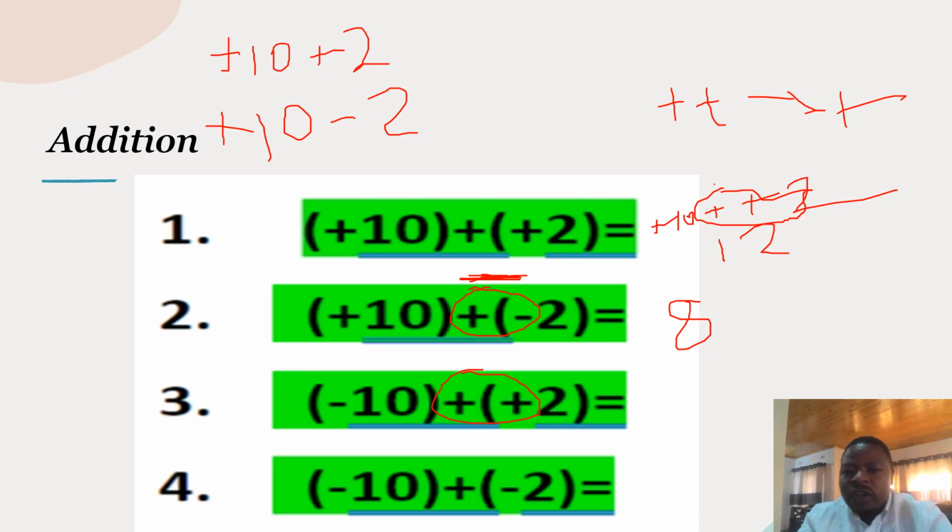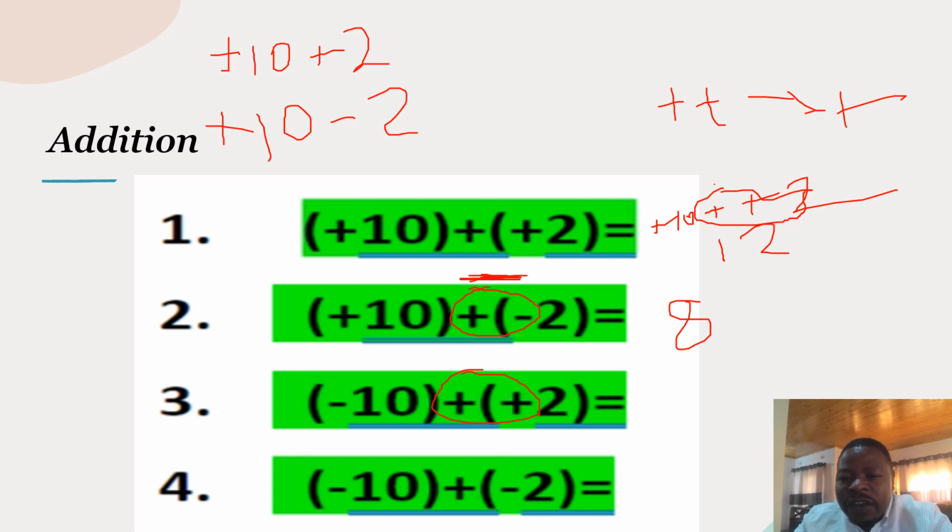And the last question, we're going to have minus 10 plus minus 2 after removing the brackets. And the plus minus is going to give us a minus. So that at the end of the day, we have minus 10 minus 2. Are the signs similar or different? Oh, of course, similar. And we are still going to add, please.